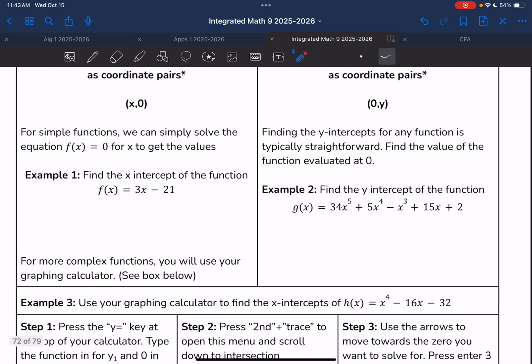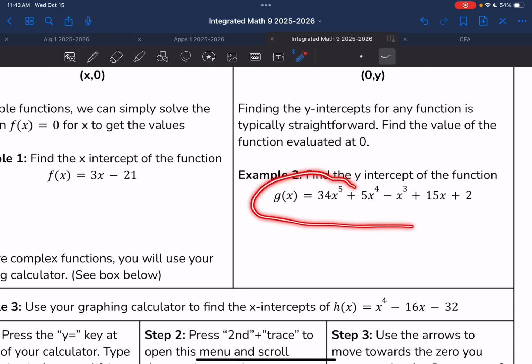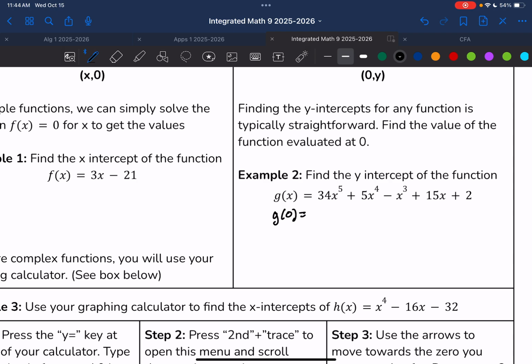So for example, if we wanted to find the y-intercept of this function down here, g of x is equal to 34x to the 5th plus 5x to the 4th minus x cubed plus 15x plus 2. It looks complicated, but really we know that the y-intercept is going to be at g of 0, which means it's going to be 34 times 0 to the 5th plus 5 times 0 to the 4th minus 0 cubed plus 15 times 0 plus 2.